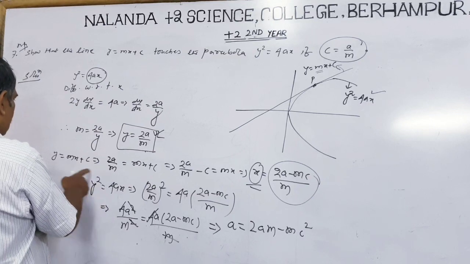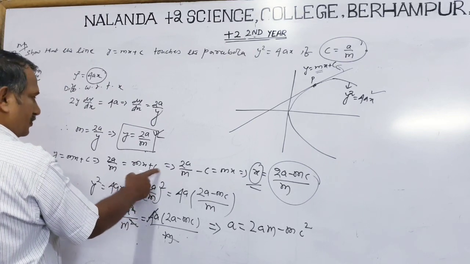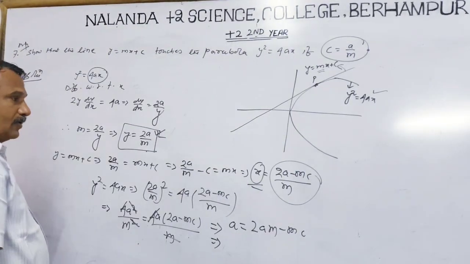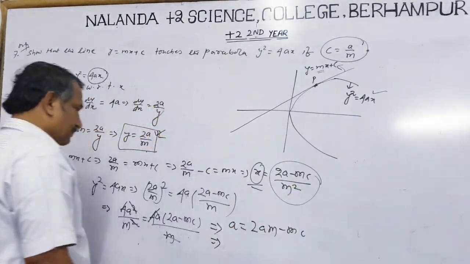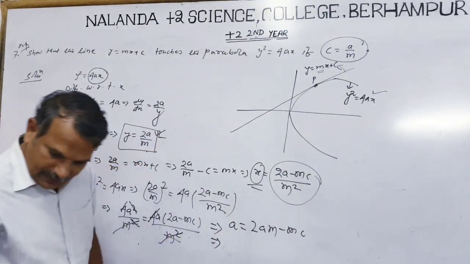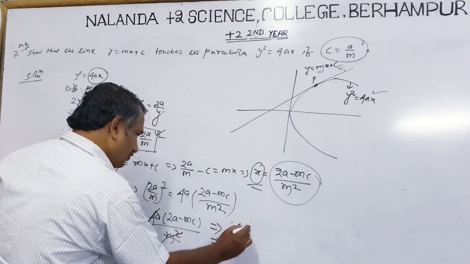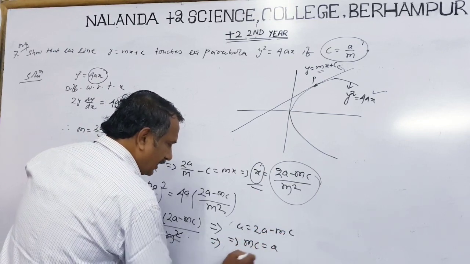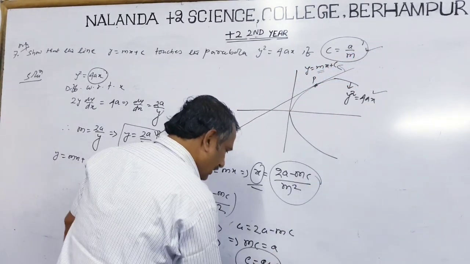Now x equals 2a m square. Now you substitute m square, and m square cancels out. So finally it becomes a equals 2a minus mc, or mc equals a, c equals a by m. Now prove: c equals a by m.